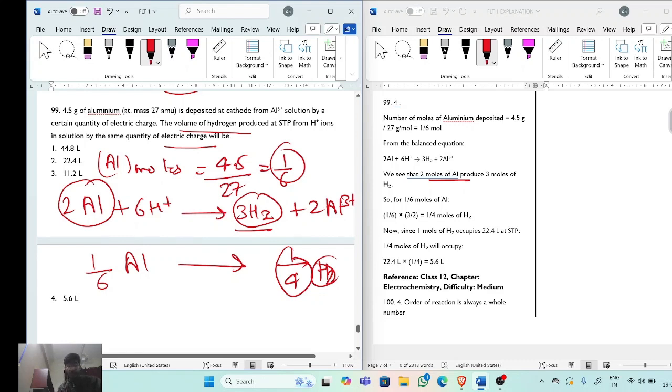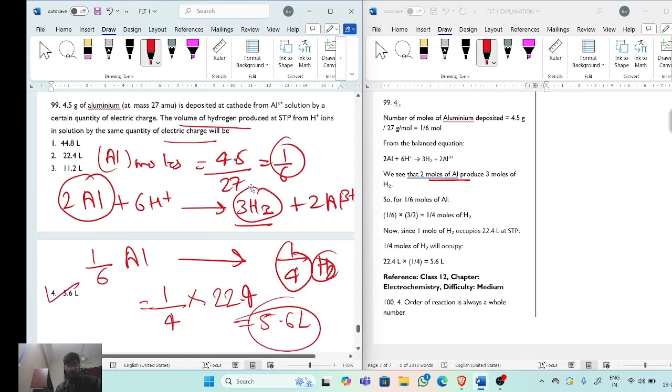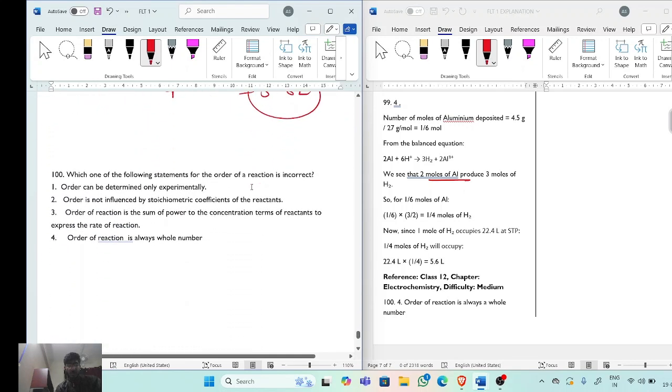So for 1 by 4 moles of hydrogen, we can calculate the volume at STP. For 1 mole, the volume at STP will be 22.4 liter. So for 1 by 4, it will be 1 by 4 into 22.4, which will be equal to 5.6 liter. So the correct answer will be option number 4. Now comes to the last question, question number 100.